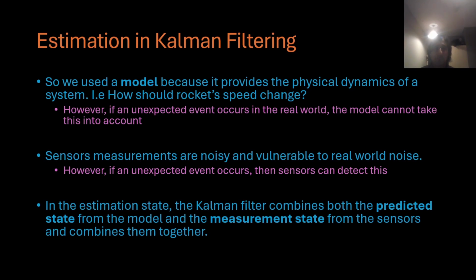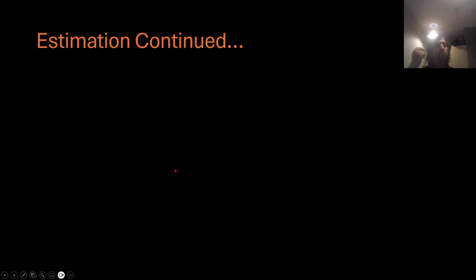Now, in the estimation stage, the Kalman filter combines both the predicted state and the measurement state from the sensors together. That is the beauty of Kalman filtering. We take a model and we take our measurement and we combine them together. And that's what makes Kalman filtering very powerful, which we're going to see later.